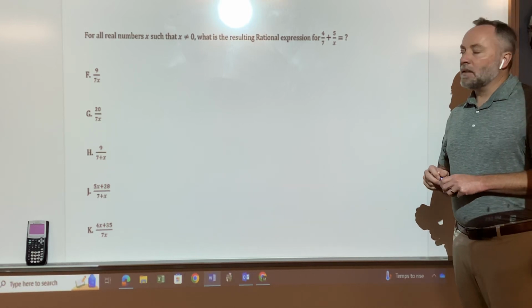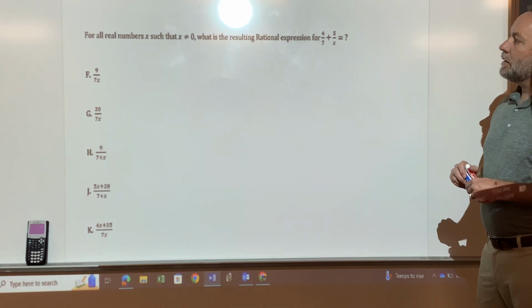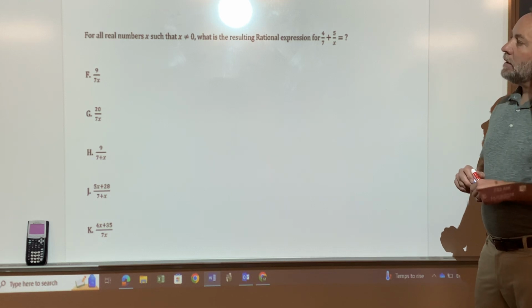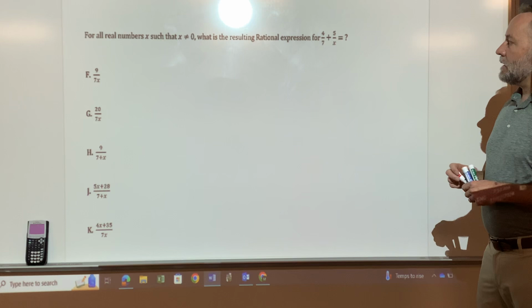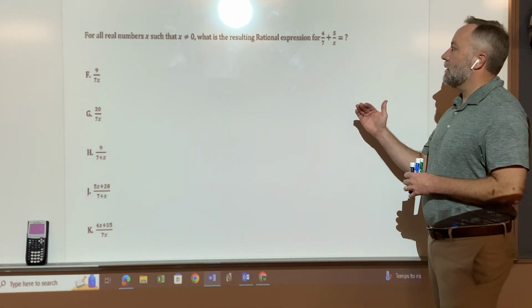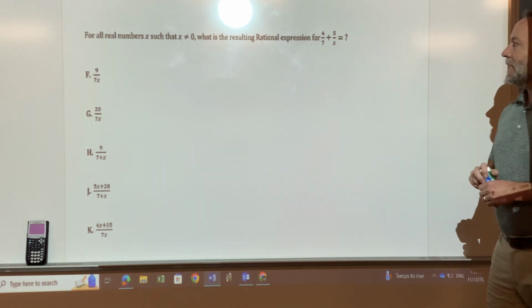This question is asking us about operations on rational expressions. It says for all real numbers x such that x does not equal 0, what is the resulting rational expression for 4 divided by 7 plus 5 divided by x?